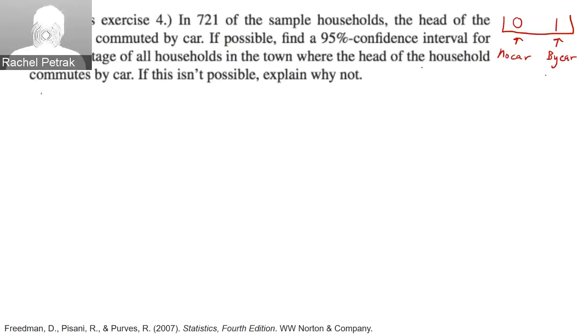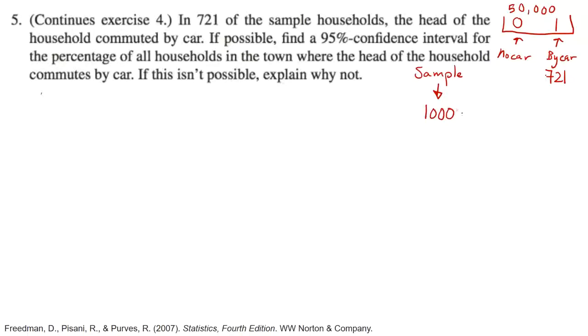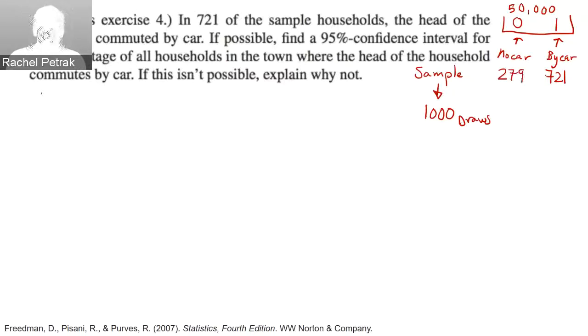This is 50,000 for each household in town. So no car is going to be 50,000 minus the, oh wait, in our sample, excuse me. The box has 50,000 tickets. Our sample has, how many? 1,000. So our 721 are going by car, 279 reported no car.